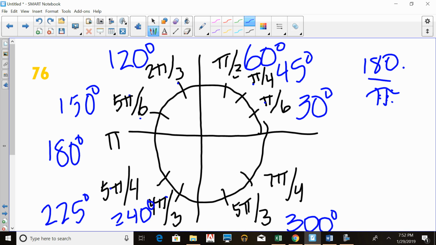And 7 pi over 4, the pi's divide out. 4 divides into 180 45 times, and 7 times 45 is 315 degrees.